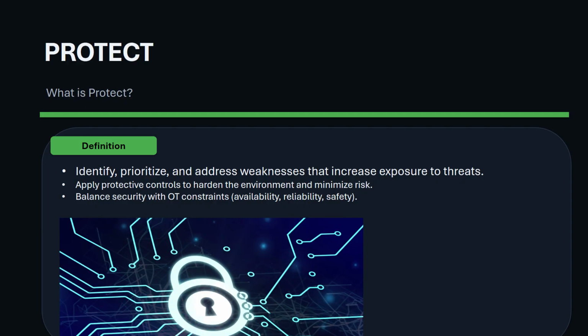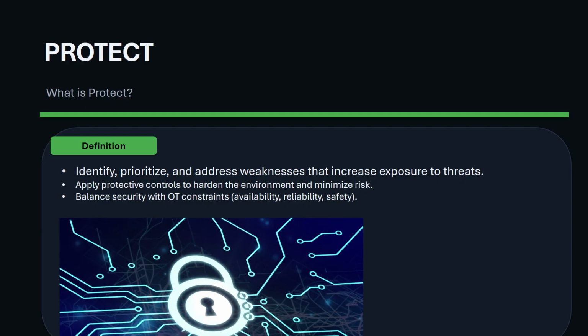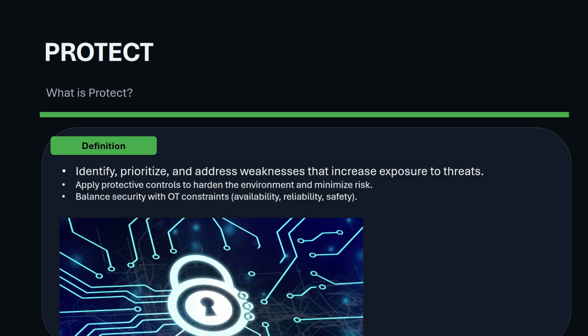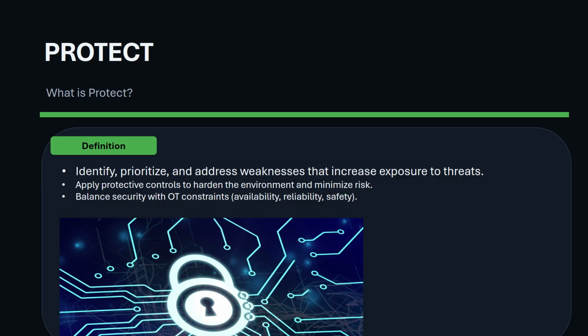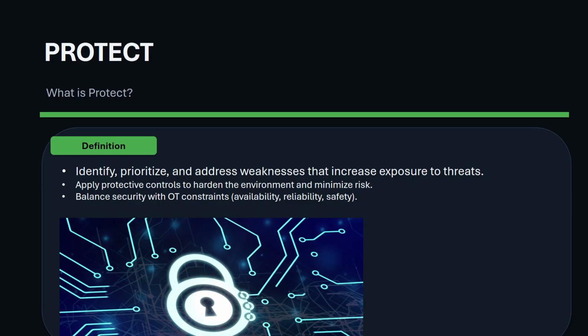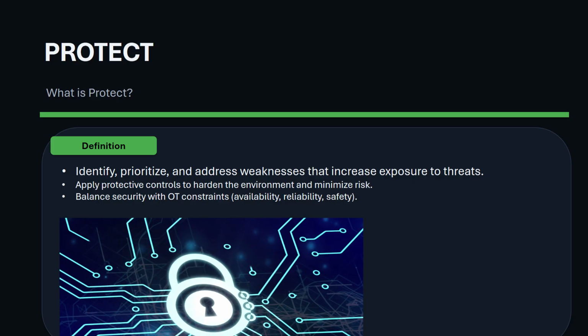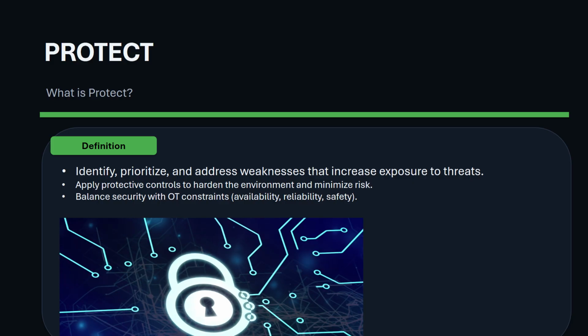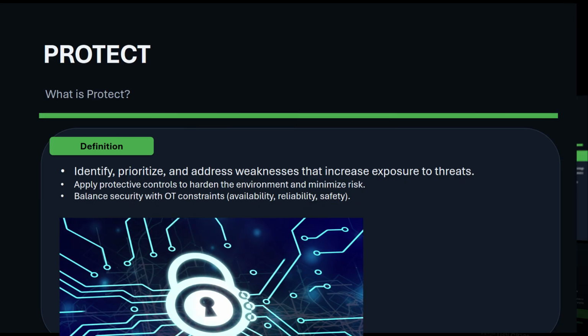The second pillar is protect. This involves identifying and addressing weaknesses that increase exposure to threats. Protective controls are applied to harden the environment, minimizing risk while balancing security with the unique constraints of OT environments.